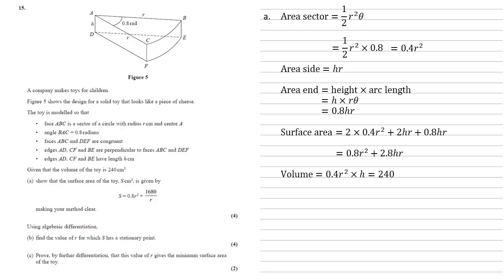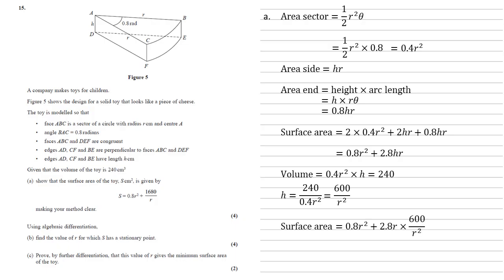So if that is true, we can now divide both sides by 0.4 r squared. 240 divided by 0.4 is 600. So h is equal to 600 over r squared, which we're now going to substitute back into the surface area formula that we found before.